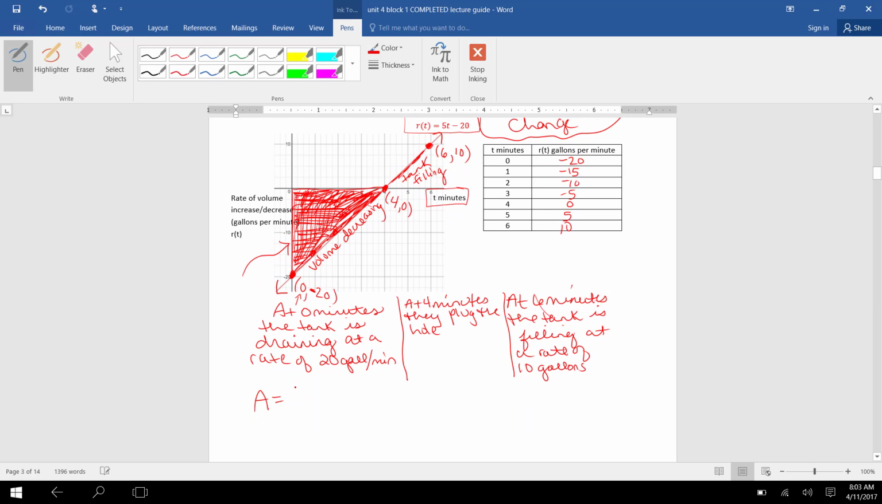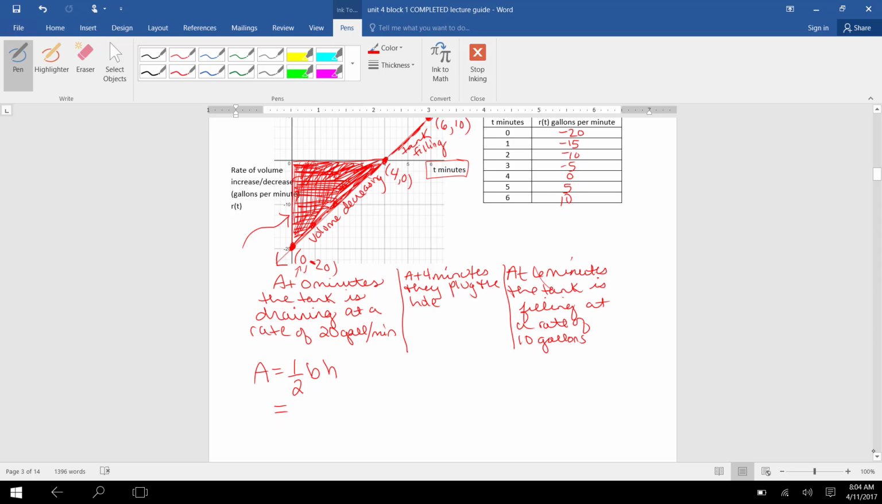Remember, that's just 1/2 base times height. But when we think about height, we're not just thinking about it as a length, which is always positive. The height is actually the height of the function. So 1/2, the base of this triangle spans from 0 over to 4, and the units on that are minutes, 4 minutes. That's the base.